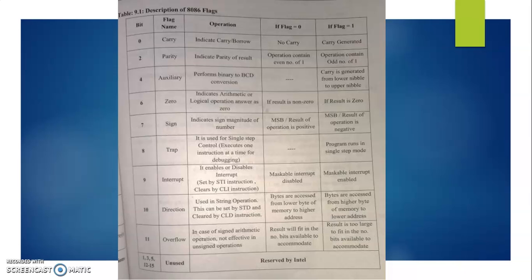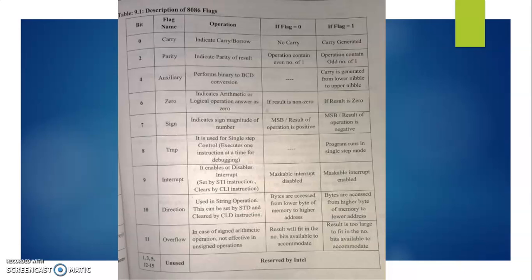Next is the sign flag. It indicates the sign of a number, taken from the MSB of the result. If the result is positive, the flag is 0. If the result is negative, the flag is 1. Next is the trap flag. It is used for single step control, executing one instruction at a time for debugging. If the flag is 0, nothing happens. If the flag is 1, the program runs in single step mode.